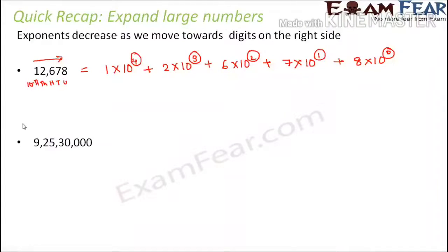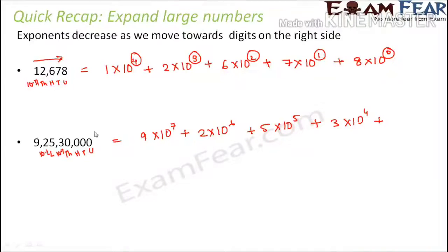Similarly, if you take another example, a yet bigger number, how can you write this? You see this is units, tens, hundreds, thousands, 10,000s, then you have lakhs, 10 lakhs, and so on. So you can write it as 9 into 10 to the power 7 plus 2 into 10 to the power 6 plus 5 into 10 to the power 5 plus 3 into 10 to the power 4, plus you have all zeros after this. Here also you see the same thing. As you move towards the right, the value of the exponent gradually decreases.